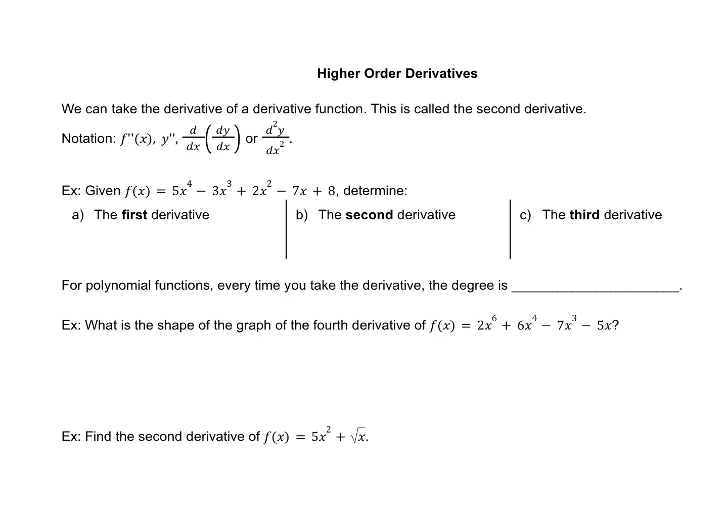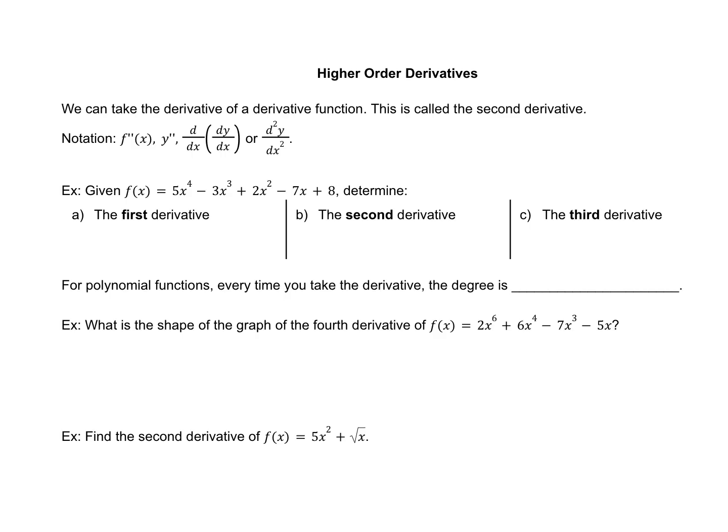Now here's the notation. We know our first derivative might be y prime or f prime of x, dy dx. But when we get to the second derivative, we have f double prime, y double prime, or using the other notation, we have the derivative of the derivative with reference to x, which can be written as d squared y over dx squared. So just some notation so that we know what we're talking about.